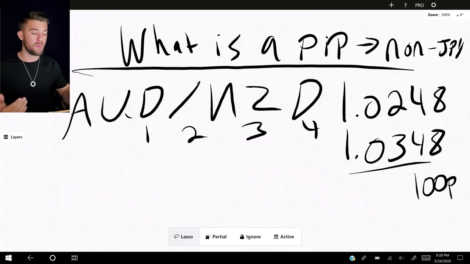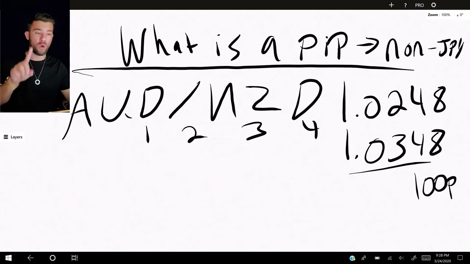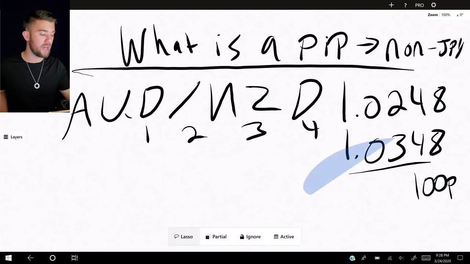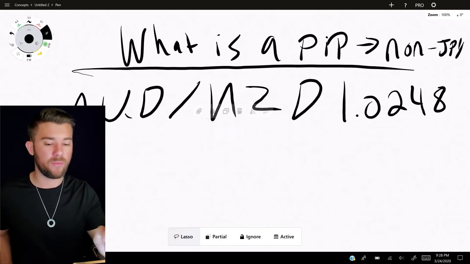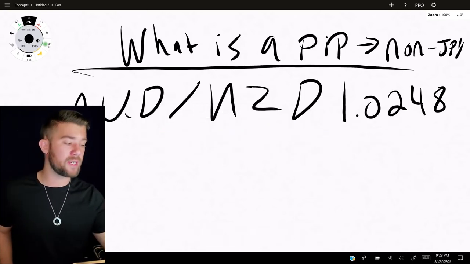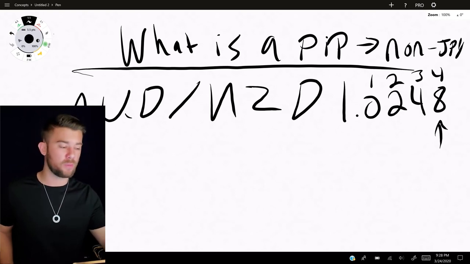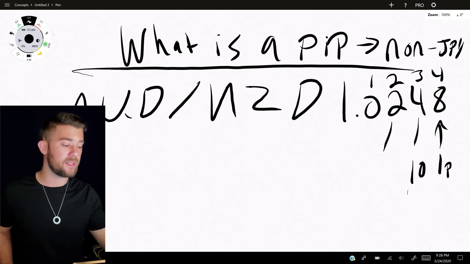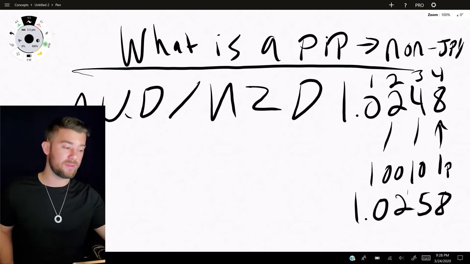And remember, the way we're looking at this is our 1 pip is the fourth decimal place away from the decimal. Okay? So just as a final review here on non-yen pairs, if we have the fourth decimal place here, this would be 4, right? 1, 2, 3, 4 after the decimal. This is 1 pip. This is the tens. This is the 100s. So if we move to 1.0258, then we have moved up 10 pips.